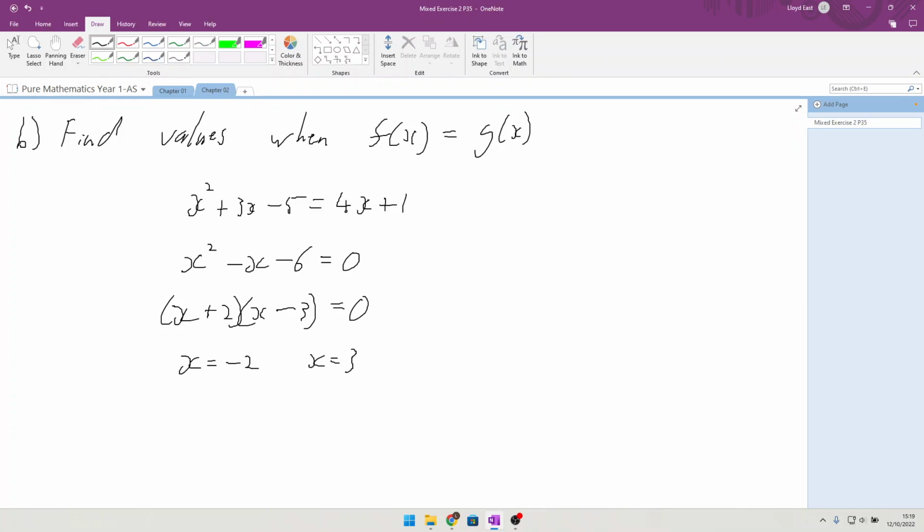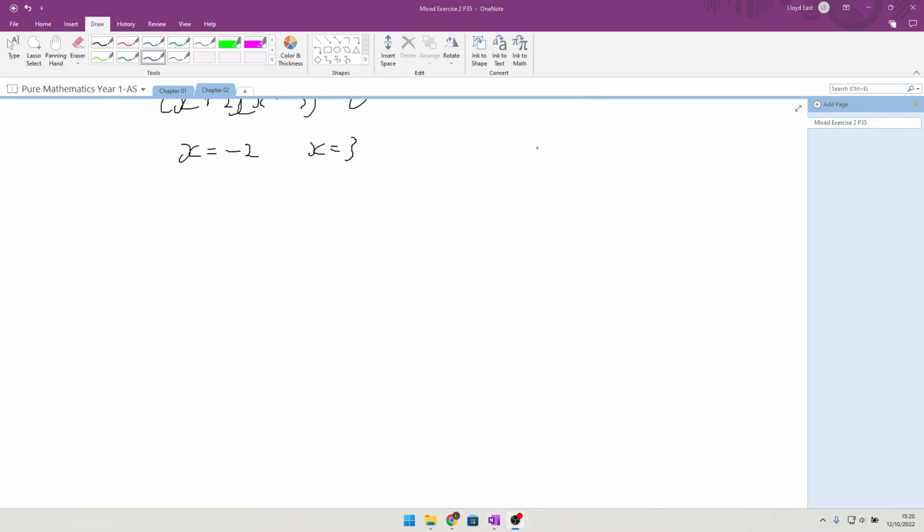Right then. So on to question 6. Okay, and they want to find the values of k when the equation 5x squared minus 2x plus k equals 0 has exactly one solution.